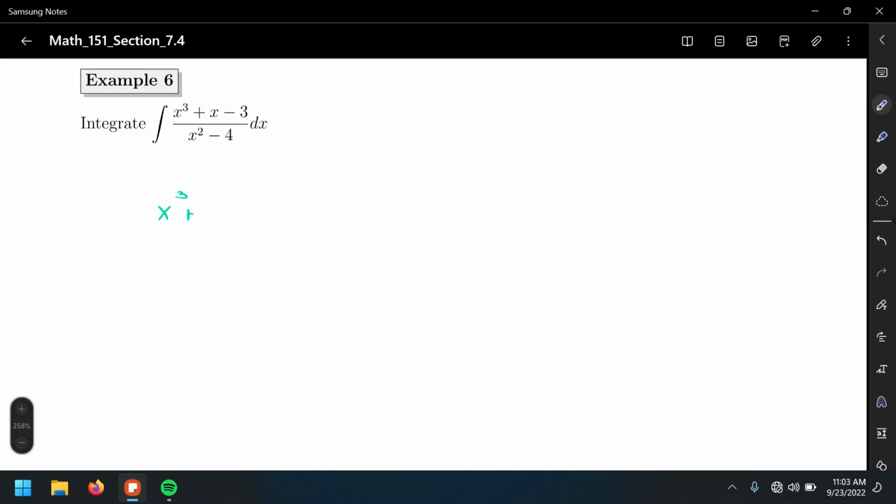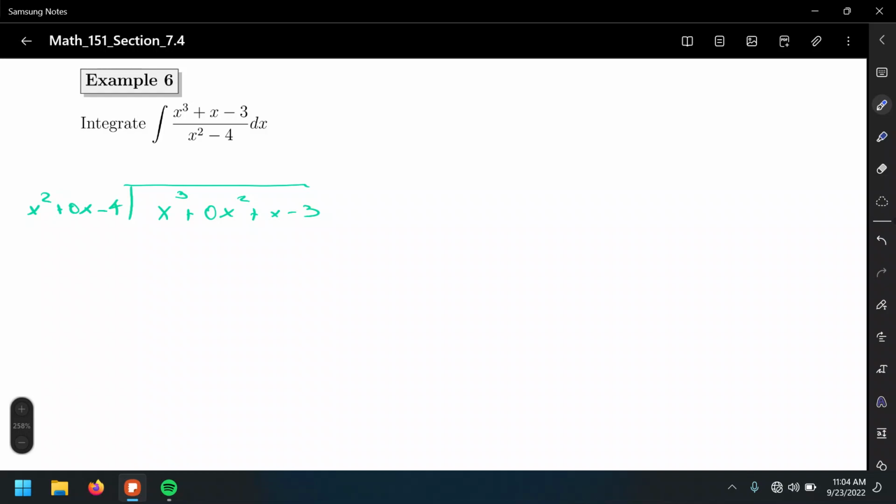Notice how some of the terms are missing. In the numerator, we're missing the square term, and in the denominator, we're missing the linear term. So my advice, every time you have a polynomial long division in which some of the terms are missing, add placeholders. In this case, x cubed plus 0x squared plus x minus 3, and divide this by x squared plus 0x minus 4.